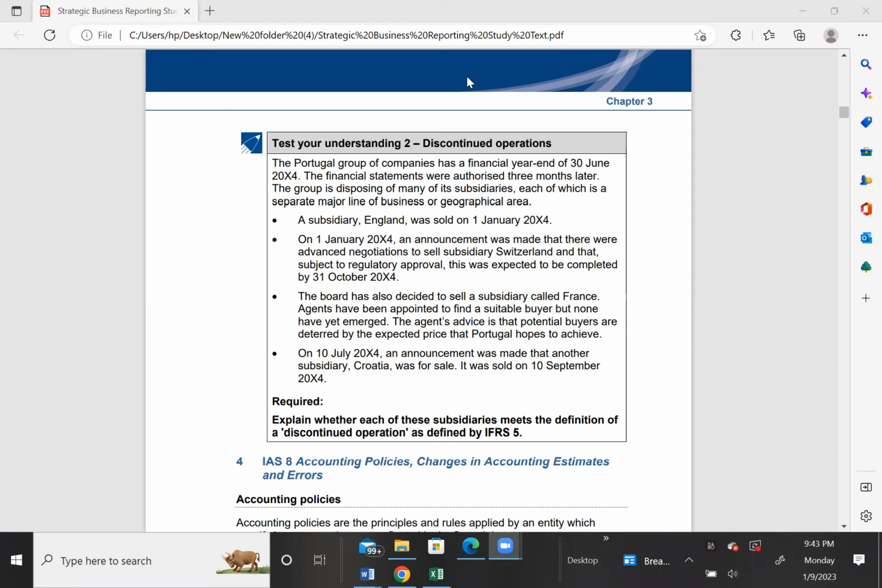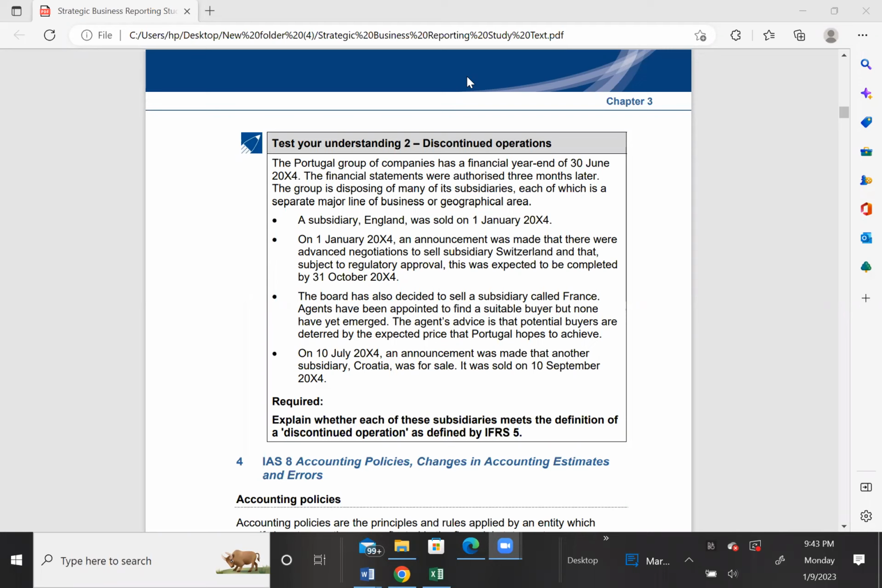So the subsidiary England, which has been disposed of on 1st January X4, is a discontinued operation, because that is representing a separate geographical line of the business. England is a separate geographical area. So it will be a discontinued operation, because that has been disposed of in the current year.